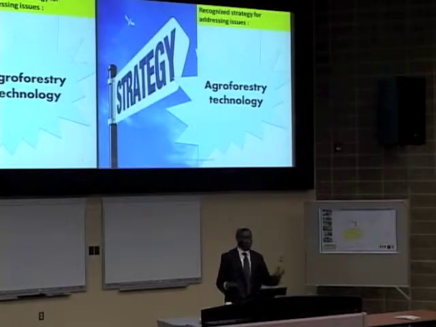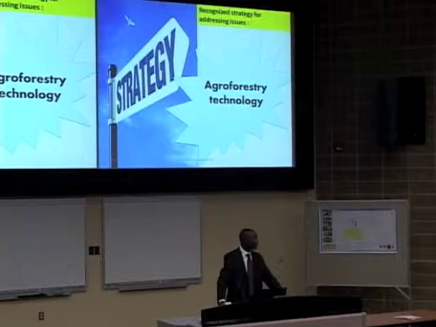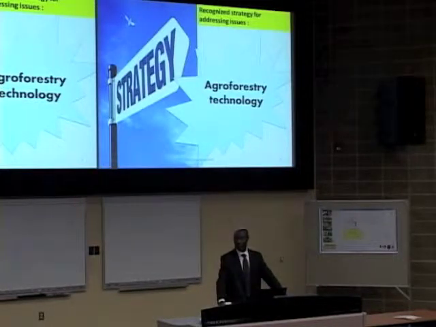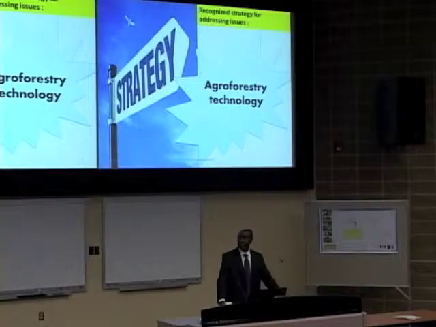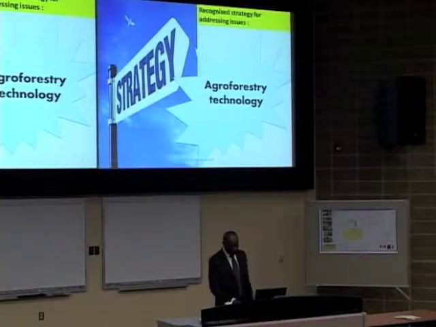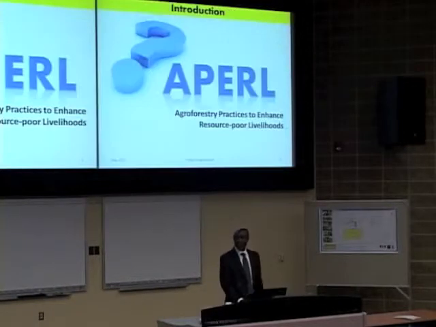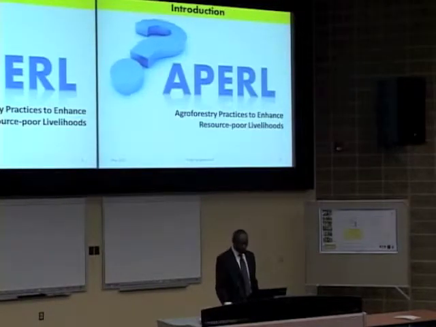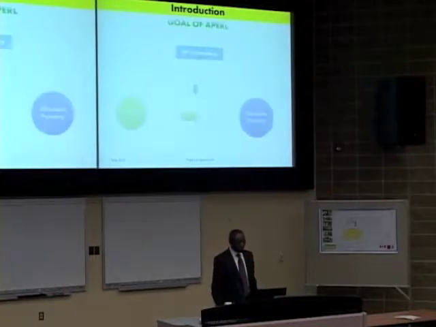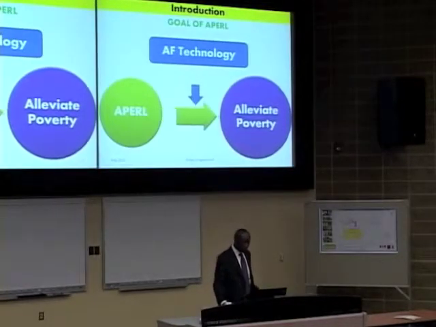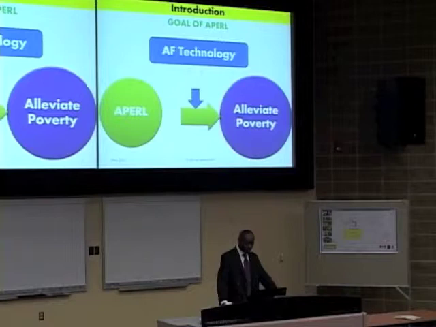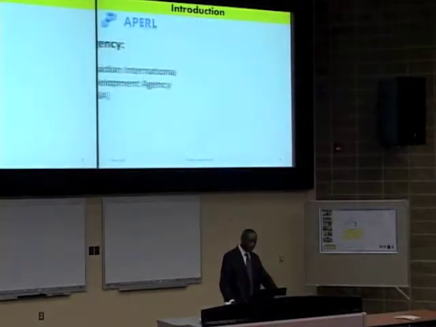So what are the strategies? What do we do? We thought agroforestry technology is the way out. To bring back the tree cover, make sure the soil changes, make sure we create the atmosphere for crop production, an environment that can enhance crops. So quickly, we set up the goals, and the goals of agroforestry technology are to alleviate poverty quickly.